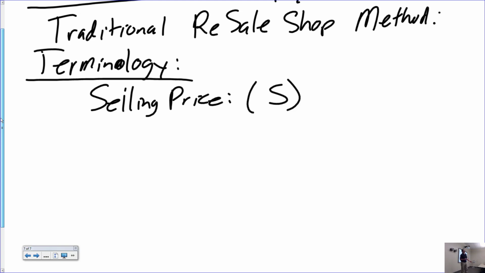So selling price, please note, folks, that we're going to use the S, not the P. The P is going to stand for something else when we get into Chapter 11, 12, 13, 14, and 15. So that we don't butt heads with those chapters, we're going to use S here. All right?